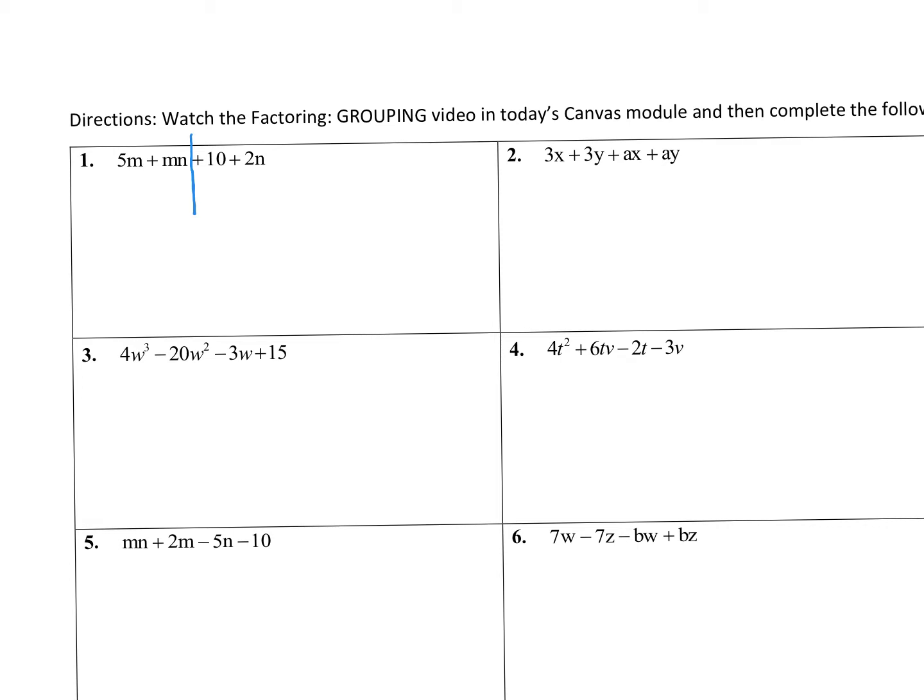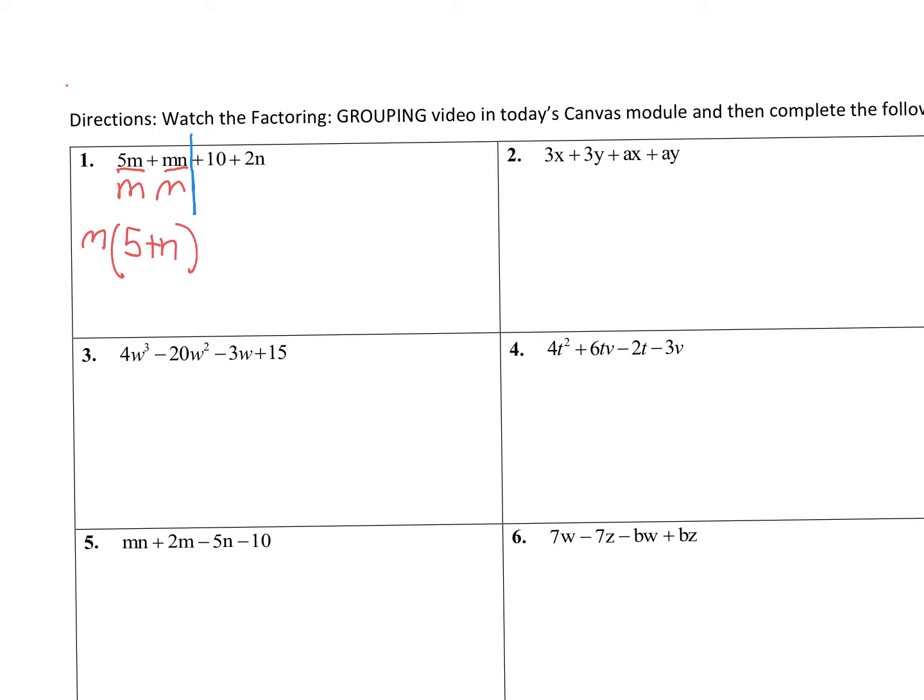And so then we look at the first group and figure out the greatest common factor, which happens to be m. Remember that we write that GCF on the outside. And then we divide out that m from both terms.